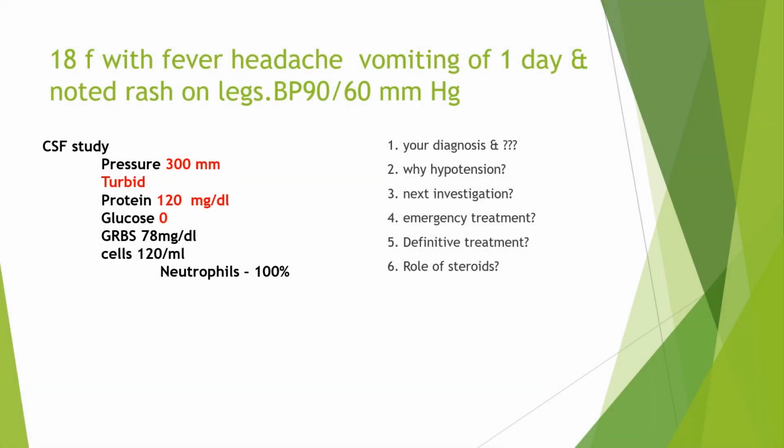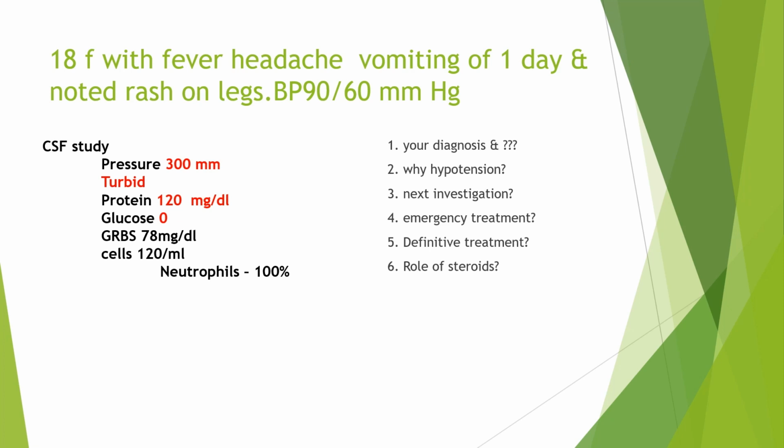Here is an 18-year-old female with a fever, headache, and vomiting of 1 day duration, and the patient was noted to have a rash on the legs. Blood pressure at the time of admission was 90 by 60 millimeters of mercury. A CSF study was undertaken.